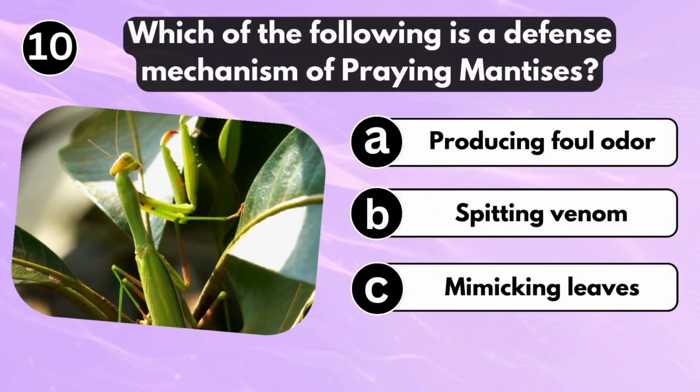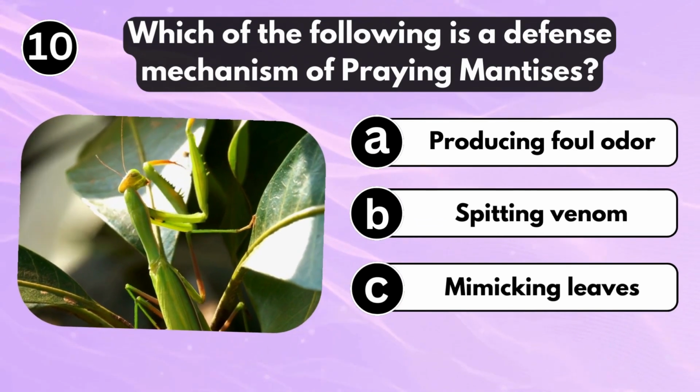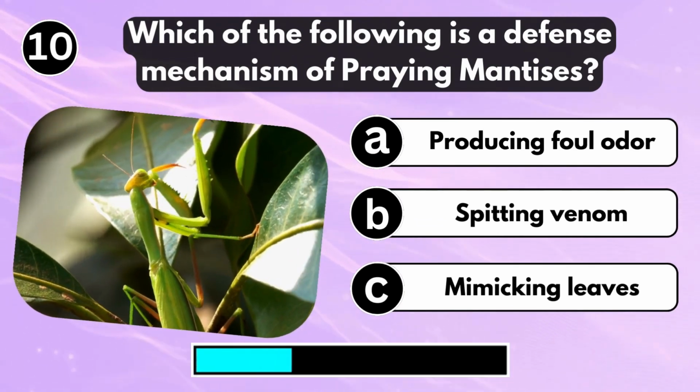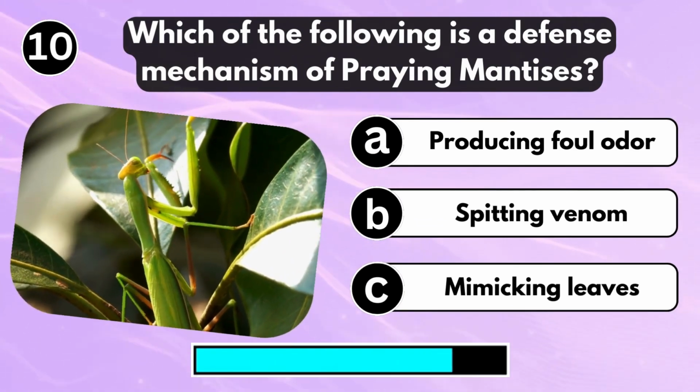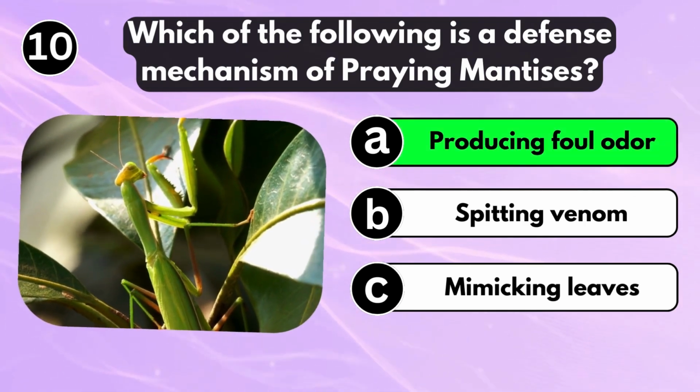Which of the following is a defense mechanism of praying mantises? Producing foul odor.